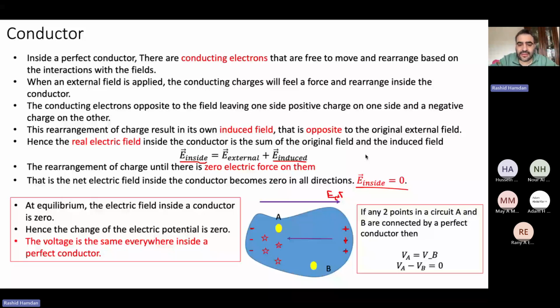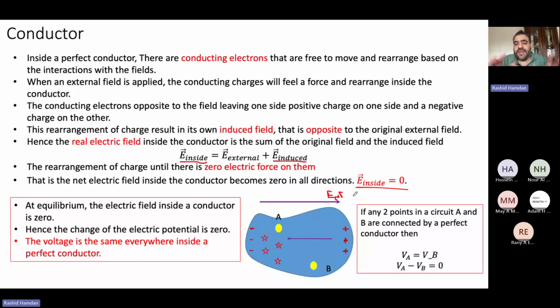So inside the conductor, we reach equilibrium. It means that the charges stop moving, and that's when the net force becomes zero. That's exactly like the pendulum. It stops where the tension cancels out with the weight. Here, the tension doesn't cancel out with the weight, so here is where it cancels out. So when the net electric field inside the conductor becomes zero.